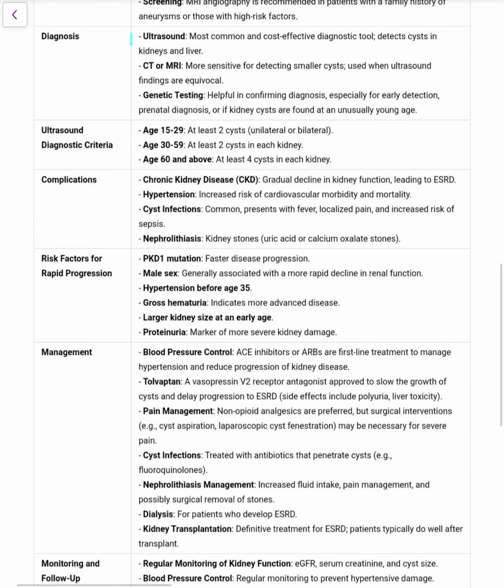So diagnosis can be done with ultrasound. It is cost effective and most commonly used, right, to detect cysts in the kidneys and the liver. Or we can do CT or MRI, which is more sensitive, especially when the ultrasound is equivocal. Genetic testing can confirm the diagnosis.